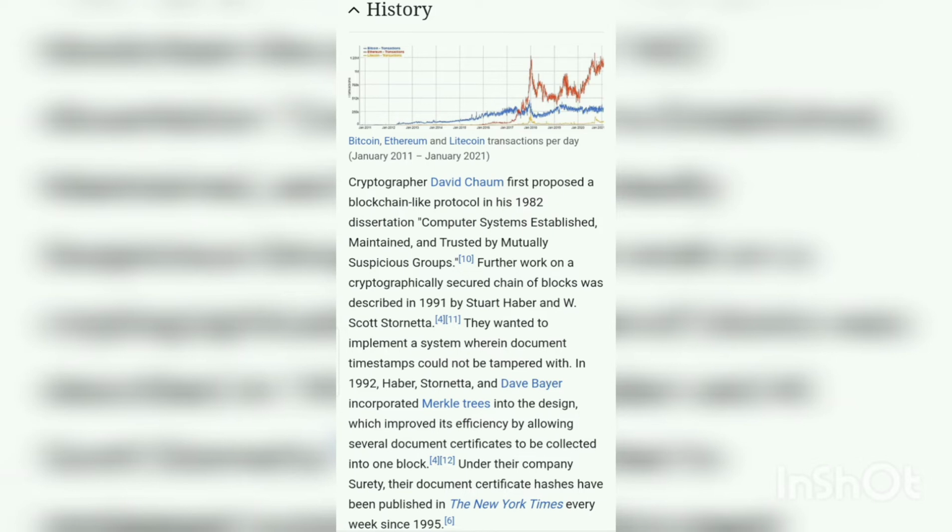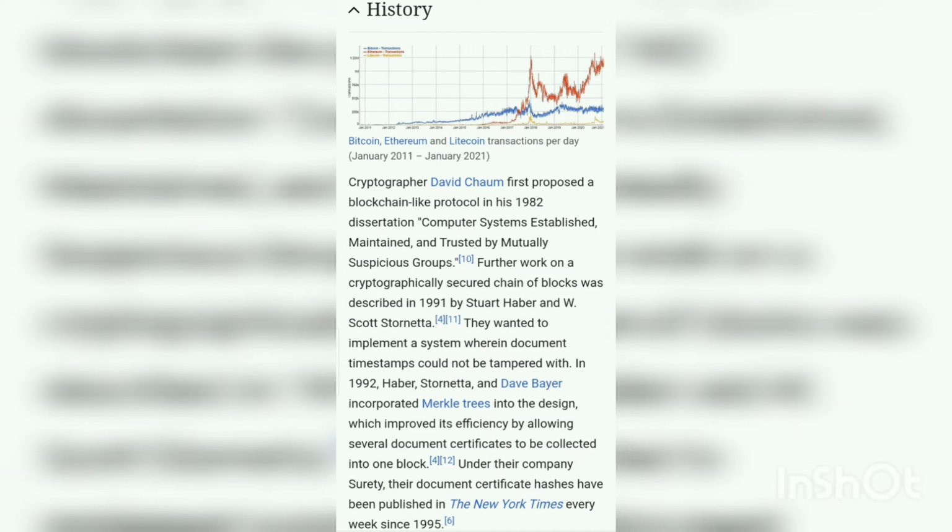Cryptographer David Chaum first proposed a blockchain-like protocol in his 1982 dissertation, on computer systems established, maintained, and trusted by mutually suspicious groups. Further work on a cryptographically secured chain of blocks was described in 1991 by Stuart Haber and Scott Stornetta. They wanted to implement a system wherein document timestamps could not be tampered with.